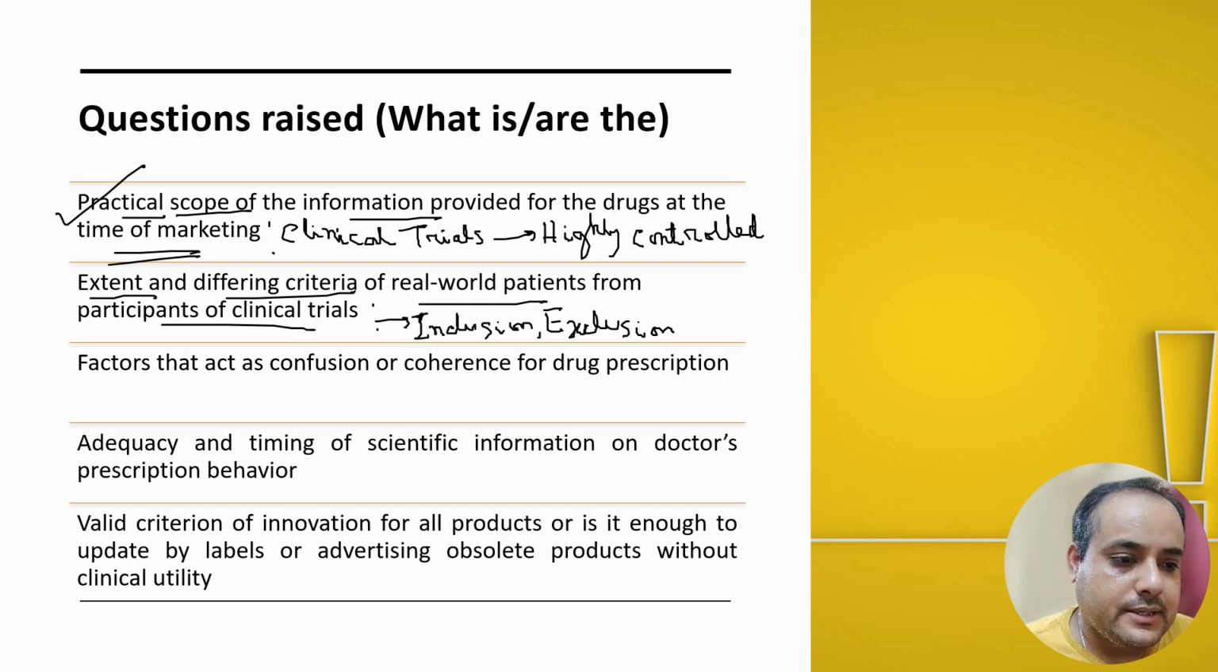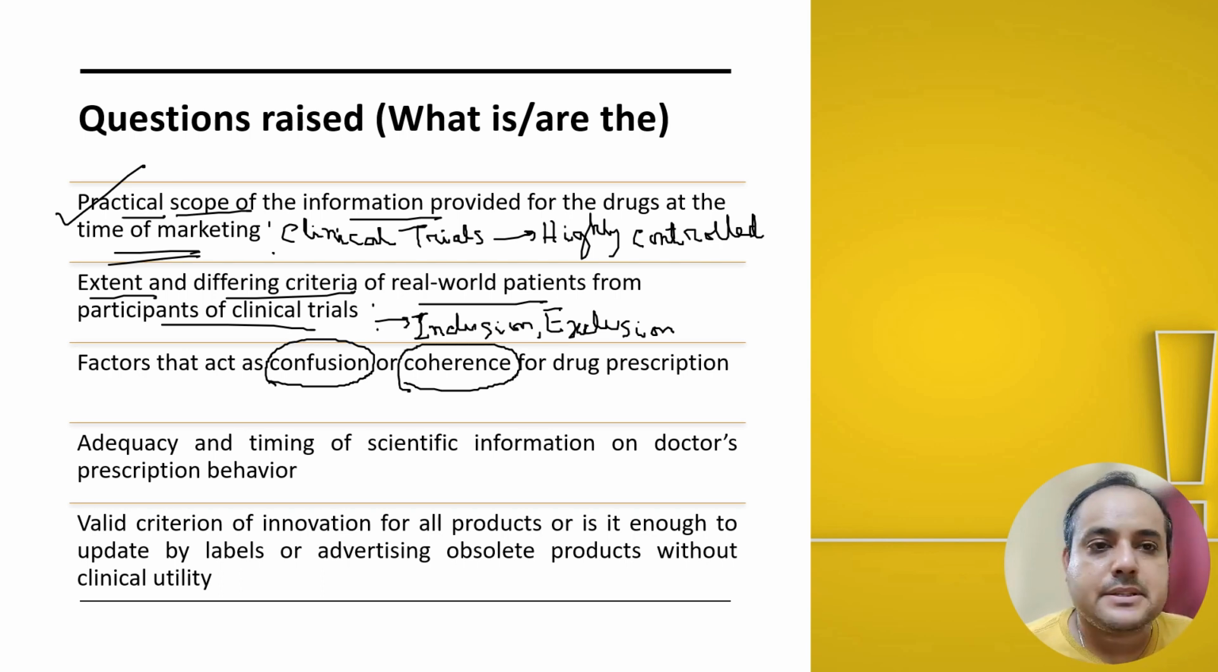The third question that arises is, what are the factors that act as a confusion or coherence for the purpose of drug prescription? Because when we are talking about the real world scenarios, there can be a number of factors that ultimately decide the drug prescription behavior as well as the drug consumption behavior, which may not be a part of the actual clinical trial.